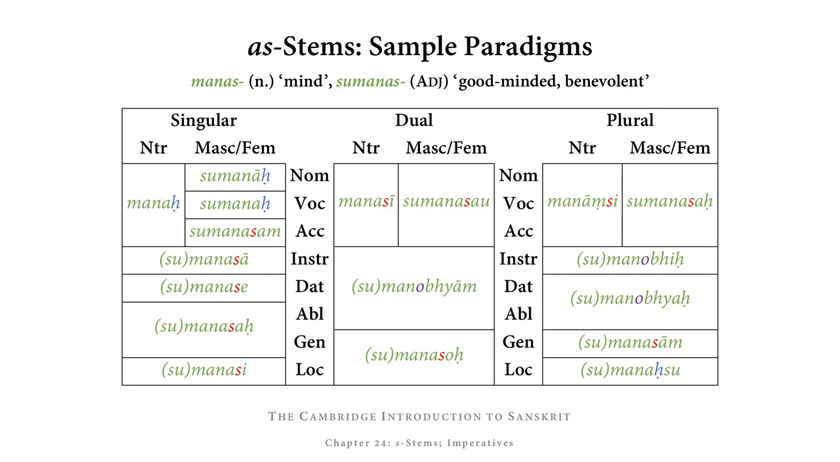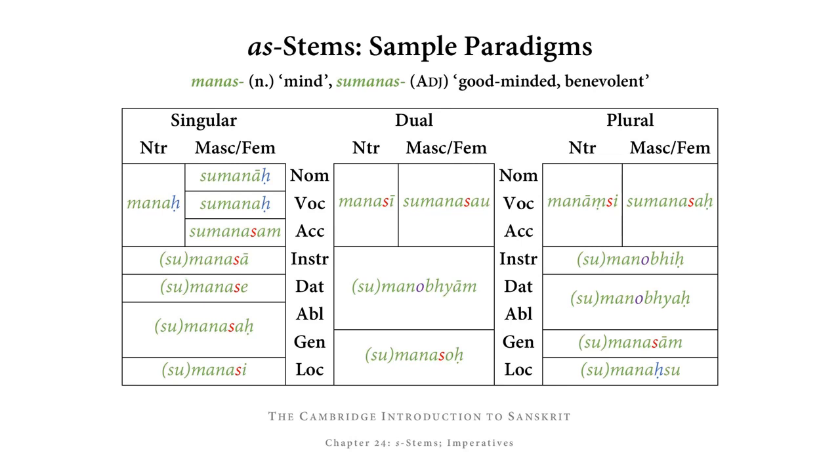So much for the neuters. Now for the masculine and feminine forms, those, as we said, are different from the neuter only in nominative, vocative and accusative. And in the singular we have the following. In the nominative, we find the form sumanāḥ, which is best just memorized, sumanāḥ.